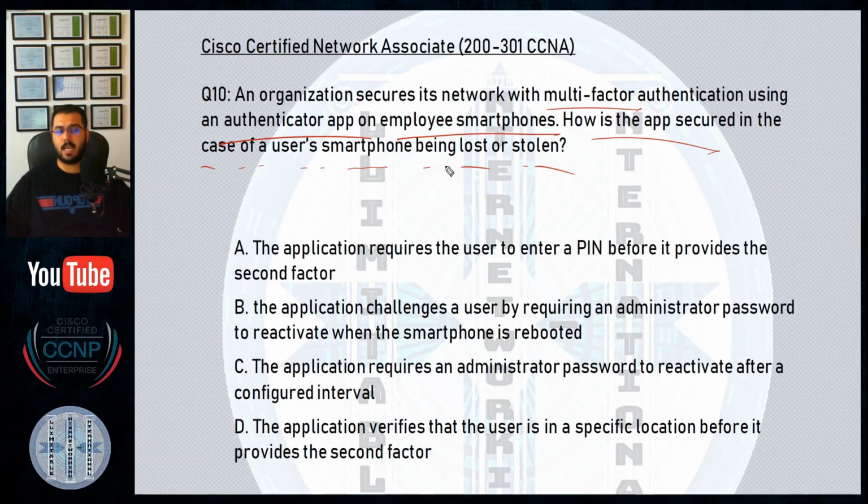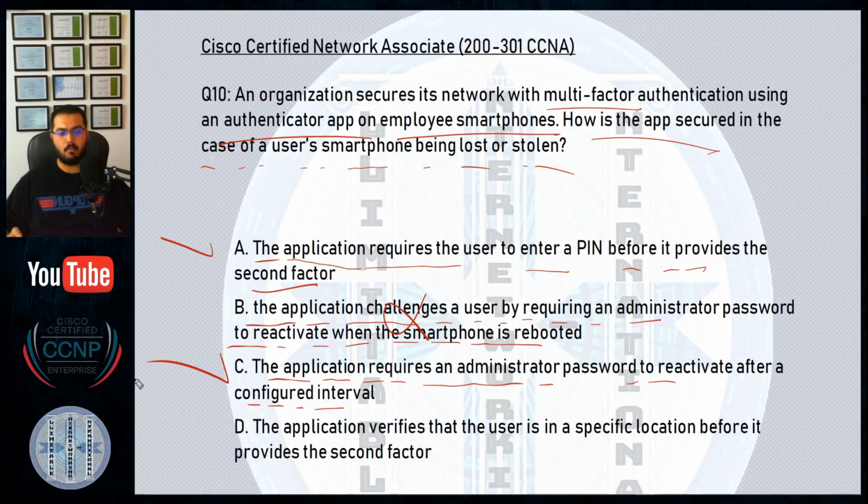Okay, so that guy can authenticate or de-authenticate when the second factor authentication occurs. The application requires the user to enter a PIN before it provides the second factor. This could be enabled. The application challenges a user by requiring an admin password to activate when the smartphone is rebooted. I don't think there is such an option in the applications nowadays. The application requires an admin password to reactivate after a configured interval. That could also happen because maybe you like to make it every week or every month.